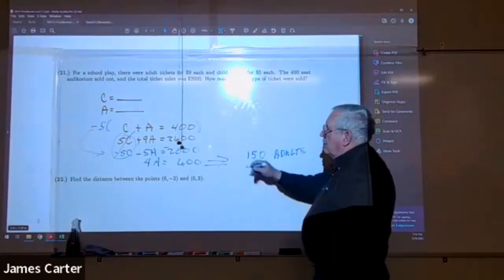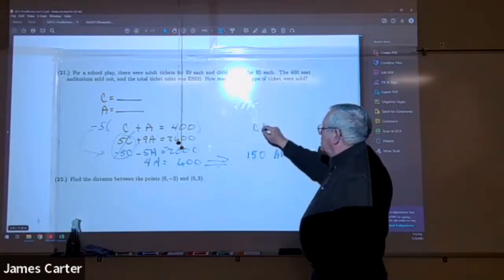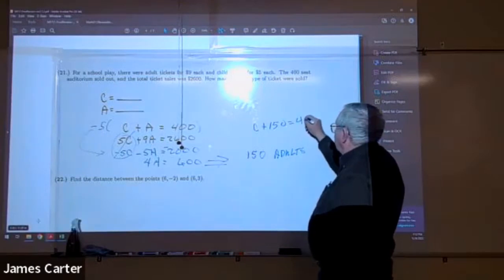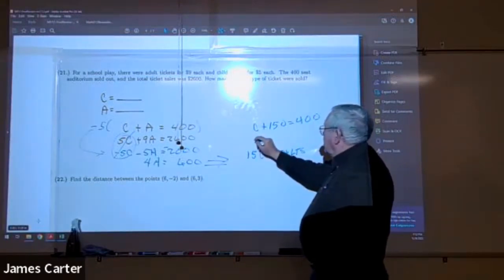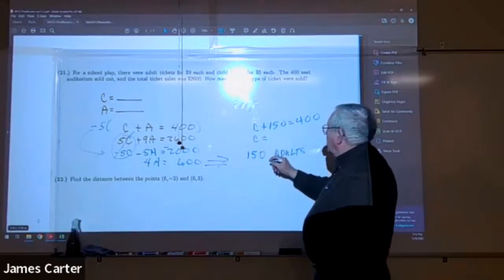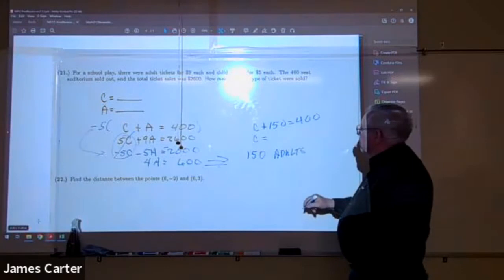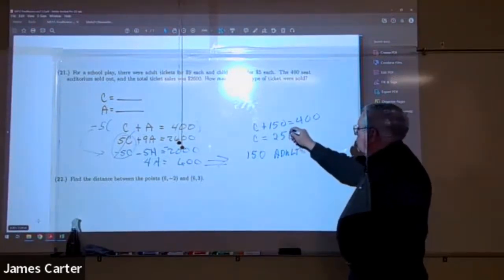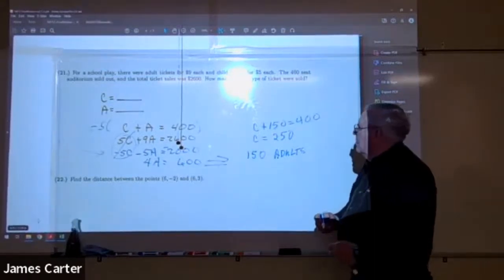Well, to find the number of children, we go to the top equation. The number of kids plus 150 equals 400. So the number of kids is going to be equal to 400 minus 150, or in this case, 250 children attended.